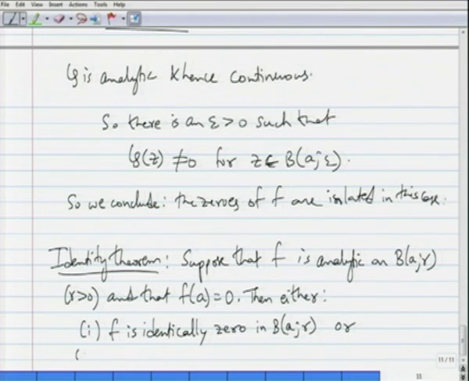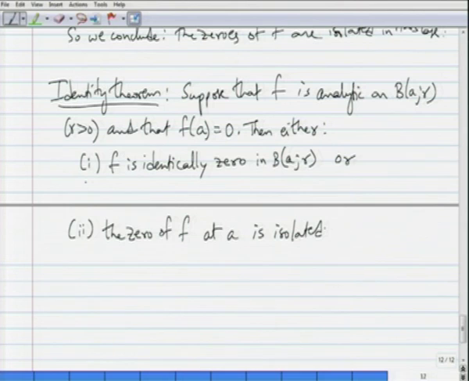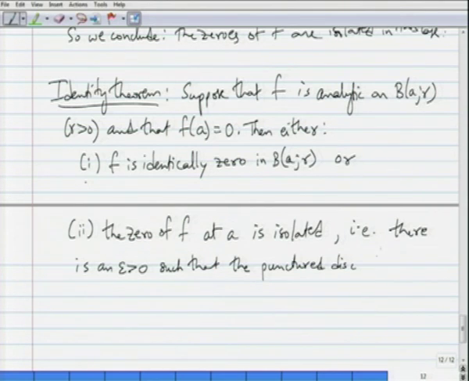or 2, that is, this is the case 2 we are working with. Okay. 2 I will write below: the 0 of f at a is isolated. Okay. That is, there is an epsilon positive such that the punctured disk B prime of a, epsilon, recall what that is, B(a, epsilon) minus the point a itself, has no other 0 of f.